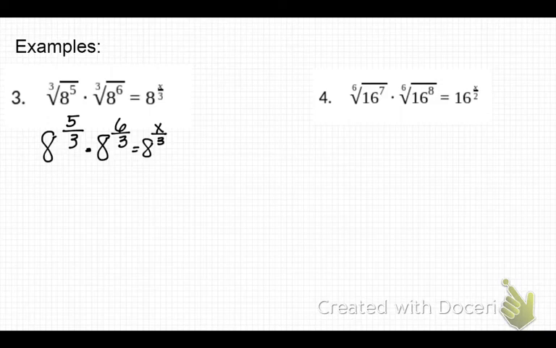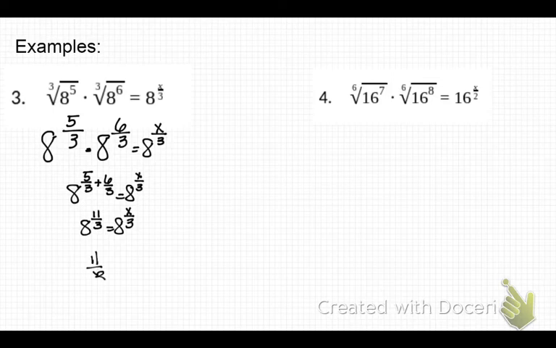Okay. What do I do on the left side? What do I do to those exponents? I multiply them? I add them. Good. And what is 5 plus 6? 11 over 3. And since I have the same base, I can just write 11 over 3. Equals x over 3. So what does x equal? Equals 11. Perfect.